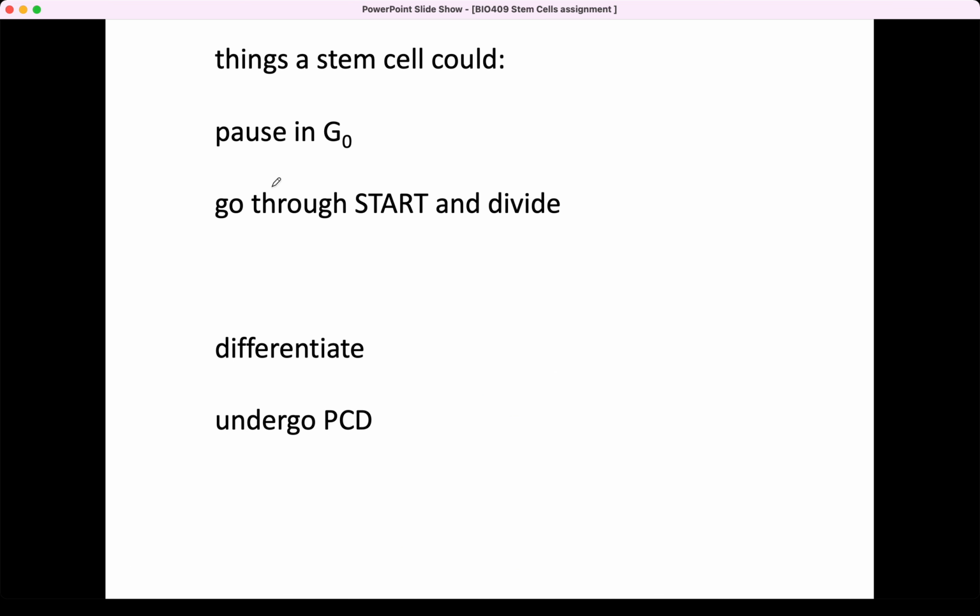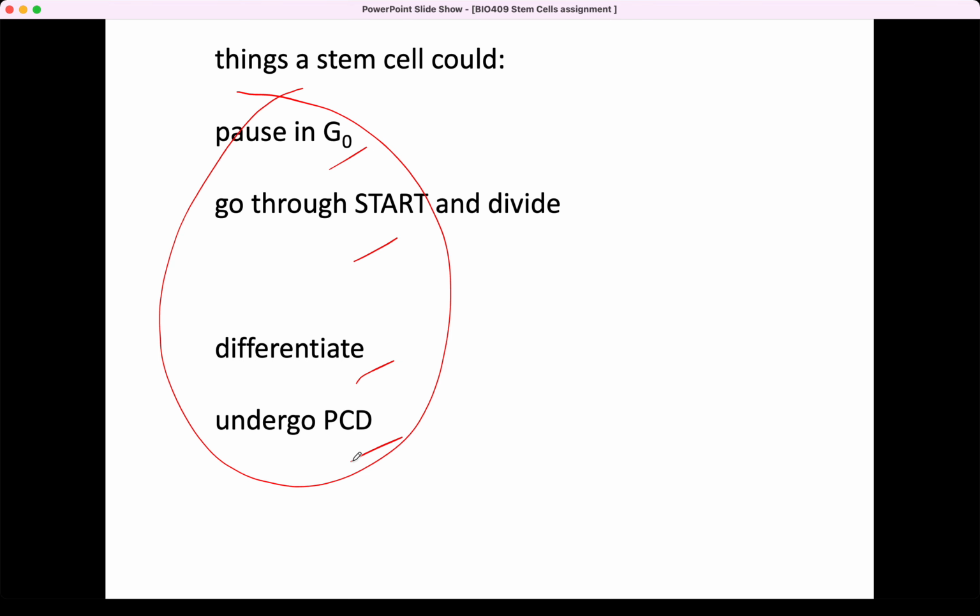And so, again, same idea. One thing that he and Gail Martin struggled with is in these cultures, the cells could do these things. And if they didn't get the conditions right, the cells would just go through programmed cell death, or they would differentiate.